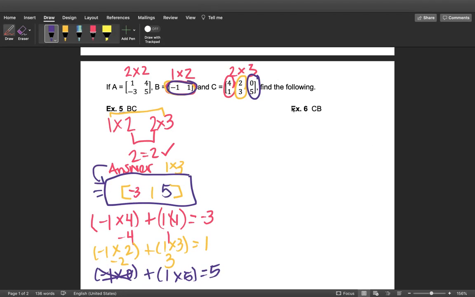Now, last one, example 6, CB. So let's see what C is. C is a 2 by 3, and B is a 1 by 2. Does 3 equal 1? I think not. So that is not possible, okay?